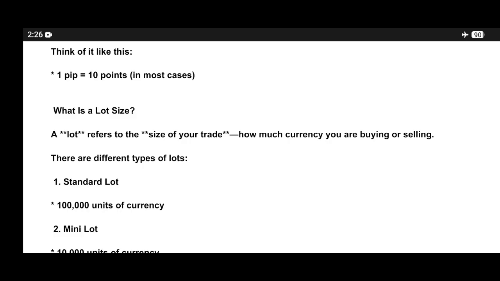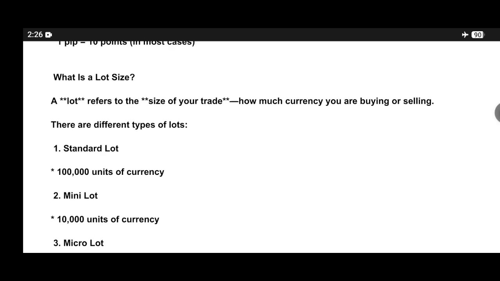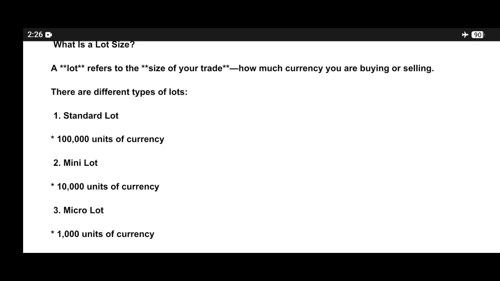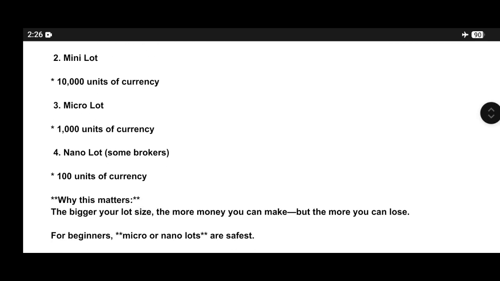We have standard lot, which is 100,000 units of the base currency. We have mini lot, which is 10,000 units of the base currency. And we have micro lot, which is 1,000 units of the base currency. We have nano lot for some brokers that have it, which is 100 units of the base currency.